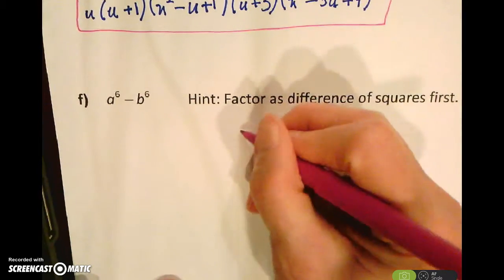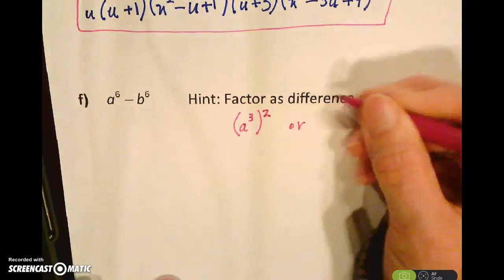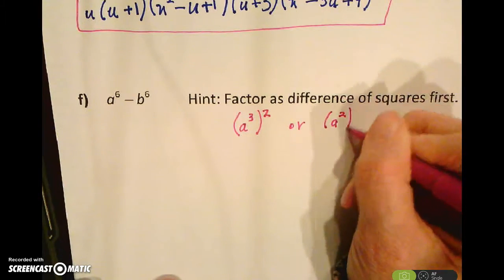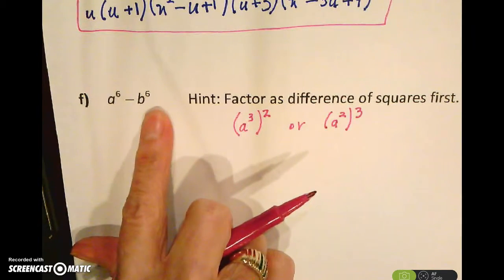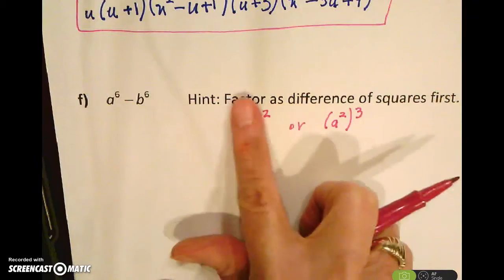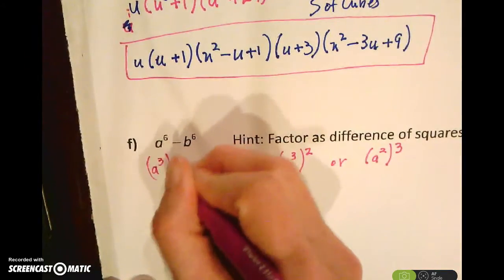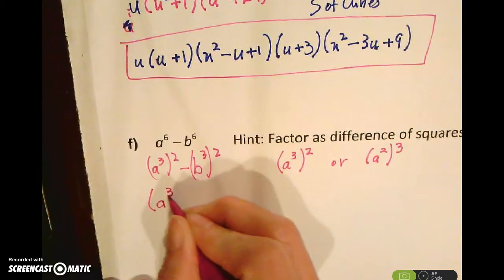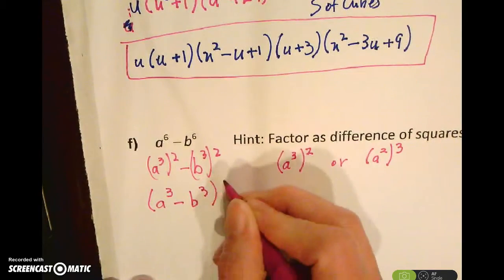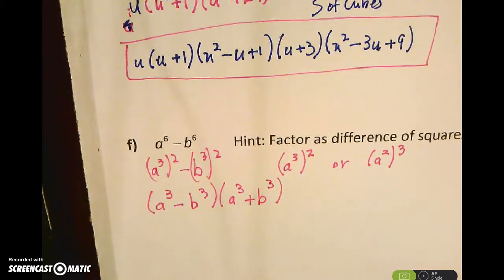All right, this next one, example F, a to the 6 is a term that could be written as a square. So I could say it was a to the third raised to the second power, or I could say that it was a to the second raised to the third power. So you see, this could either be the difference of two squares, or it could be the difference of two cubes. And this says factor as the difference of squares first. So this will be a to the third squared minus b to the third squared. So when I factor that, it's a to the third minus b to the third, and then a to the third plus b to the third. Kind of difficult to look at, right?